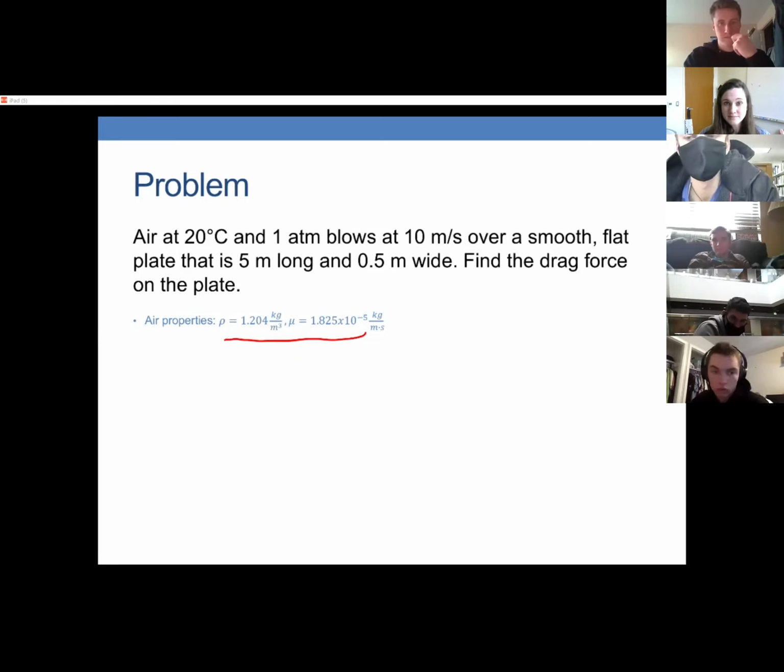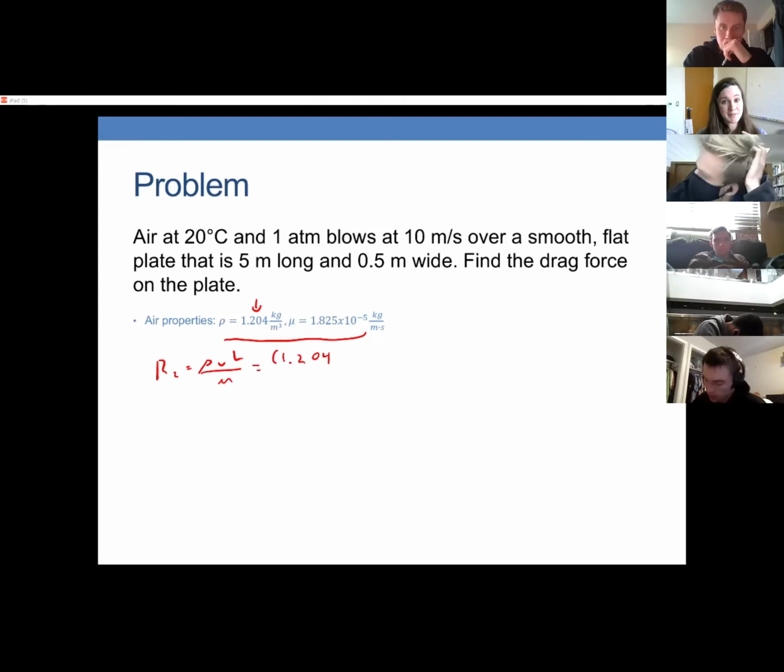So what do we do first? Do we check the Reynolds number? Yep, we get the Reynolds number. So we just do the Reynolds number, rho V L over mu. This is the overall Reynolds number for the whole plate. Also notice this density is a little bit less than the density we used for the 10 C air. And that should make sense because the colder a gas is, the more dense it will be. Just wanted to point that out.